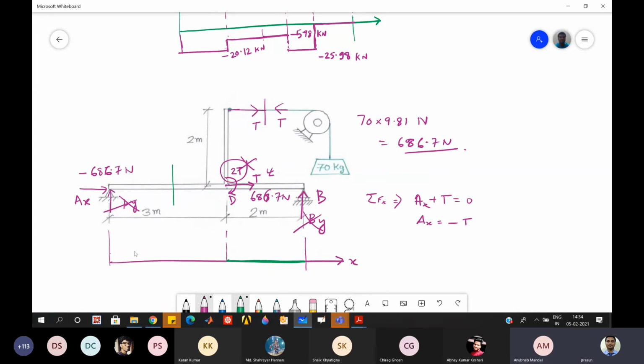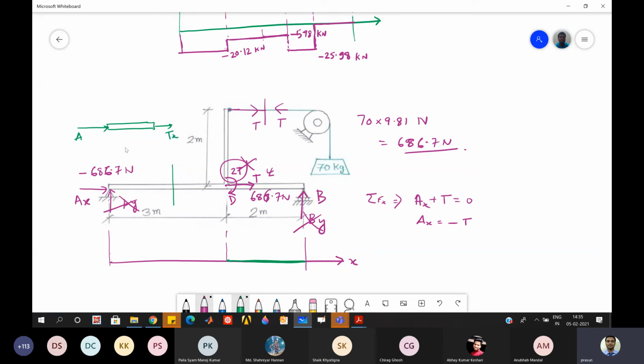Tension, sir. Yeah, it will be tension. You can see that if I take this side, I have shown you this tension force Ax, but it is negative. That means the force actually is inverse of this one. So it is acting from this to that. So that will give you Tx as tension.